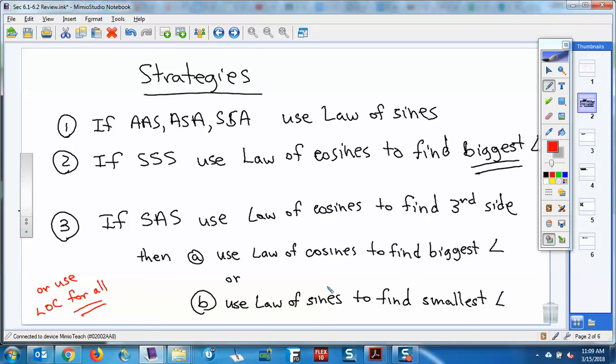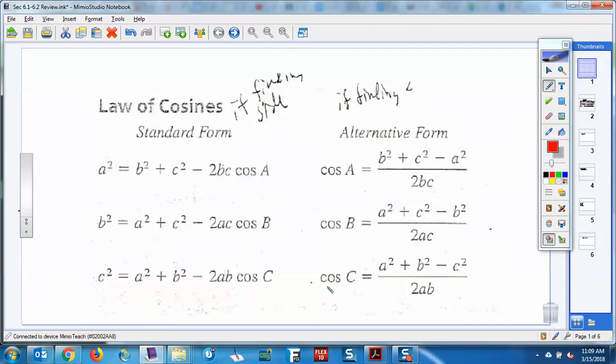Then the second strategy we said: if you know all three sides, side, side, side, use law of cosines to find the biggest angle. Why did we say that? Why would you use law of cosines to find the biggest angle first? Because you'd be using one of these formulas over here, and you're going to have to do an inverse cosine. That will always give you either a quadrant 1 or a quadrant 2 angle. If it's negative, it'll give you a quadrant 2 angle, which is obtuse, and you only have one obtuse angle in a triangle.